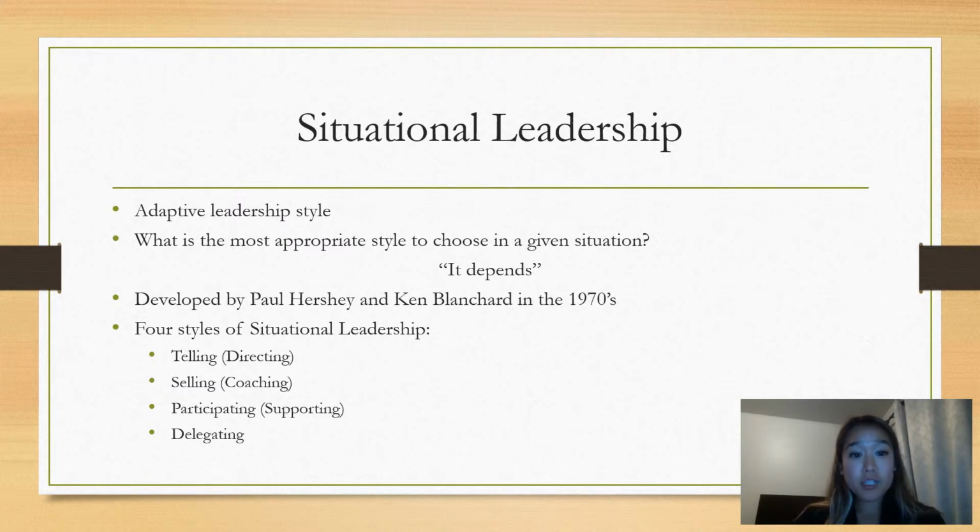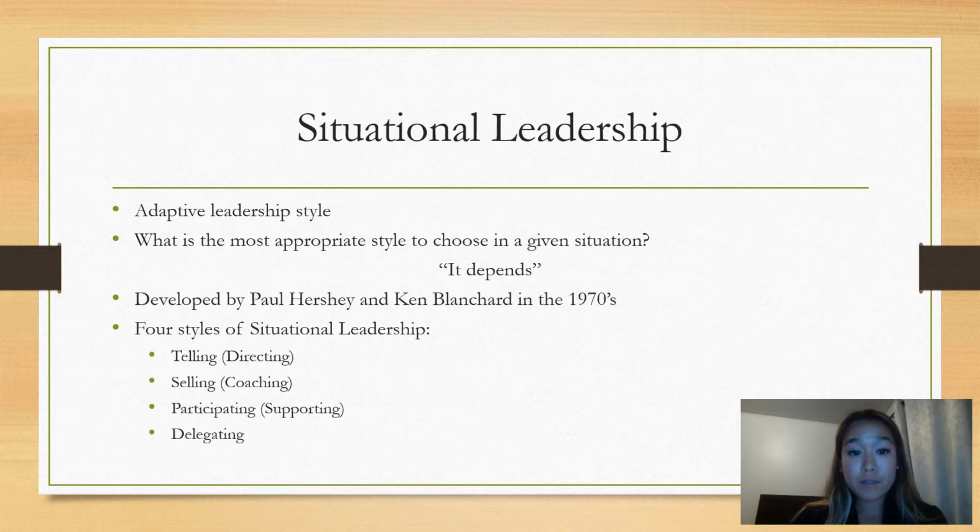So the 4 styles include telling, selling, participating, and delegating. The level of maturity, competency, and motivation in an employee is important to assess when it comes to managerial guidance. Each of these styles reflect the different levels within an employee. Assessing the appropriate levels of these factors help to determine the most appropriate situational leadership type.